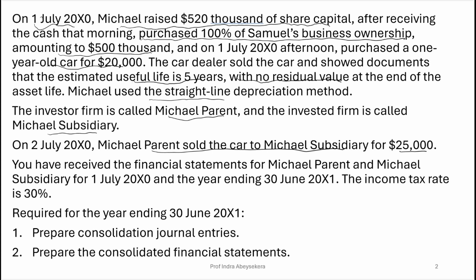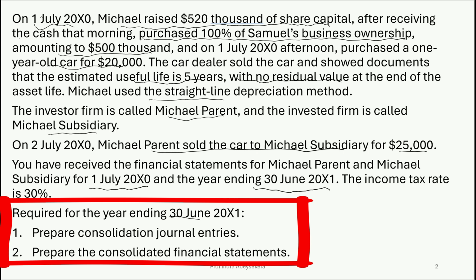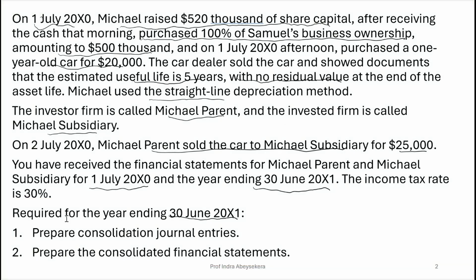You have received the financial statements for Michael Parent and Michael Subsidiary for 1st July 20X0 and the year ending 30th June 20X1. The income tax rate is 30%. Required for the year ending 30th June 20X1: 1. Prepare consolidation journal entries. 2. Prepare the consolidated financial statements.